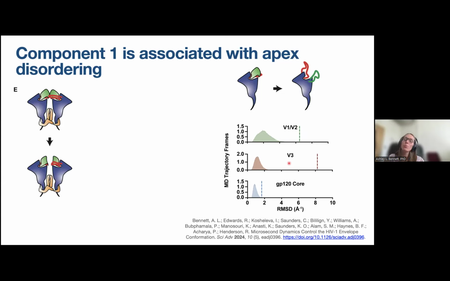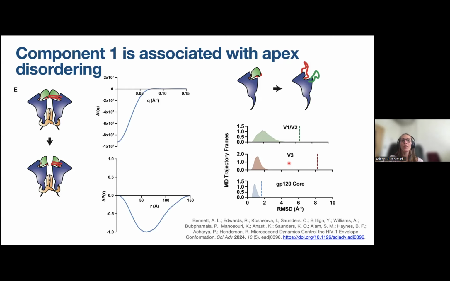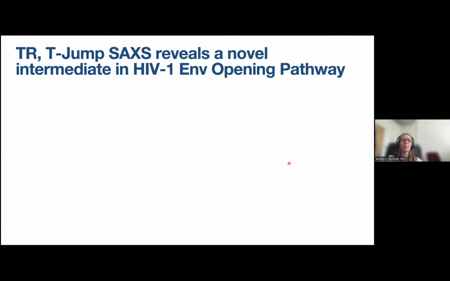The pair distance distributions that Regal showed us were actually consistent with the disruption of the apex contacts. So we built a model for a transition going from a closed structure to a closed structure where those contacts at the apex are disrupted, and calculated the theoretical pair distance distribution difference for this. We found that this matches what we see for component 1 in Regal's data. And so we associate the fast component 1 transition with an order to disorder transition at the envelope trimer apex.